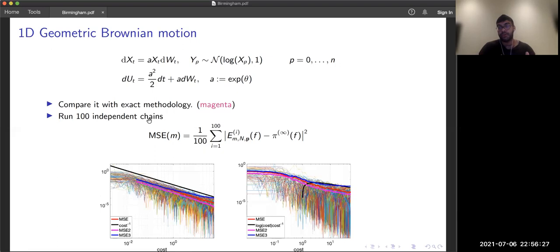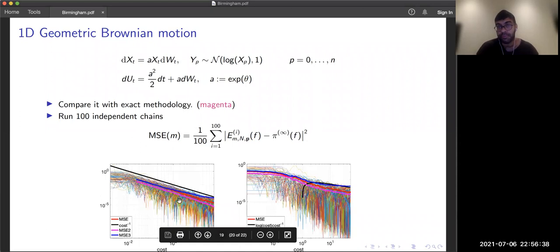So these plots correspond to MSE versus cost plots. And this is for the Ornstein-Uhlenbeck process at the very left. And this is for the geometric Brownian motion. So there's a number of different colors that you see. So what we're actually going to do is show you 3 lines on each subplot.